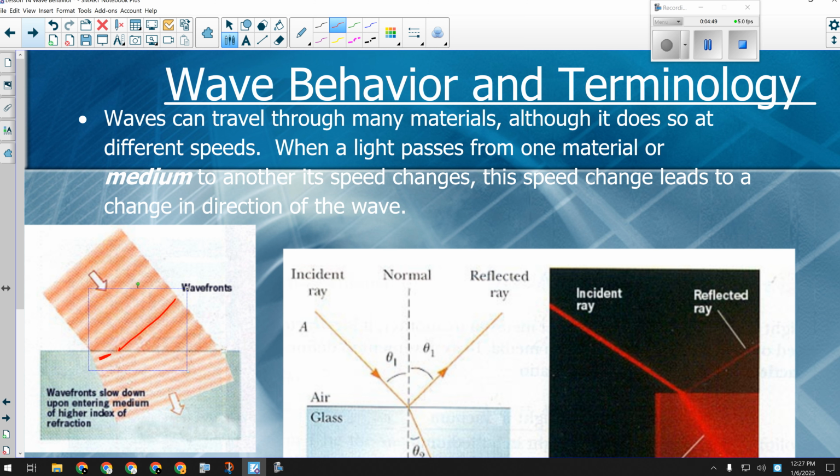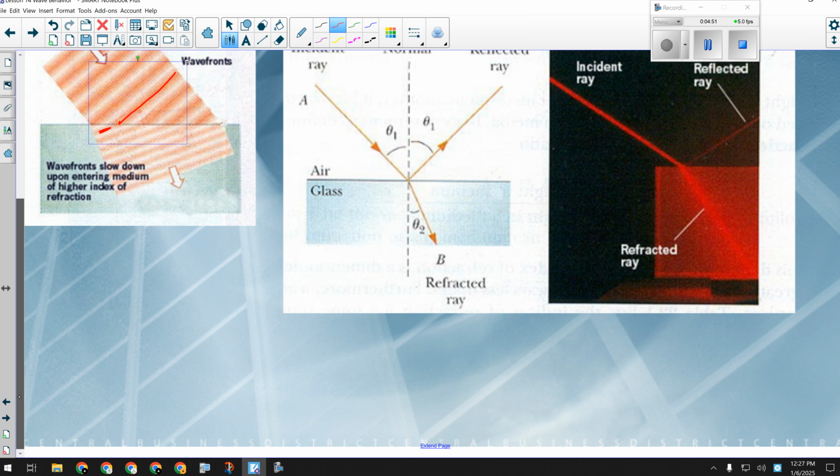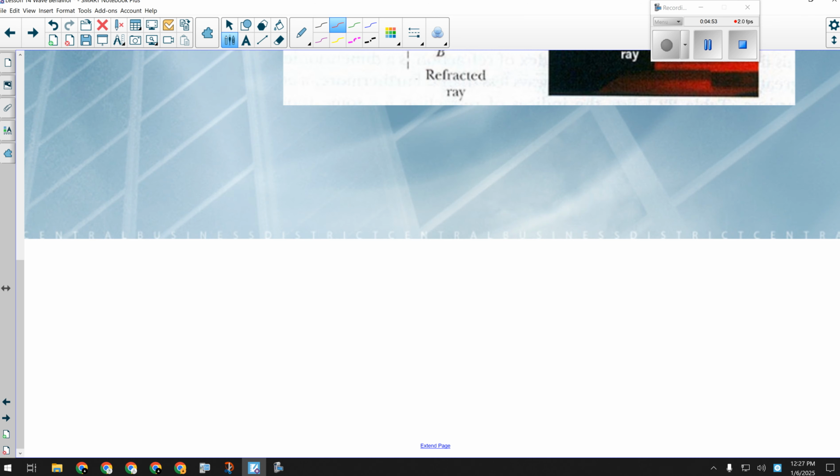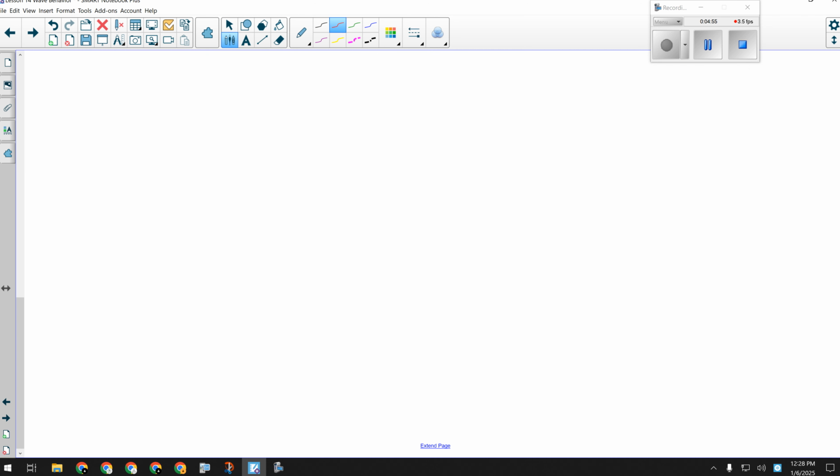It's actually something that stone cutters or jewelers take advantage of when they're cutting precious stones like diamonds. If you're cutting a diamond, let's say we're doing this kind of a cut. I believe it's called a princess cut.